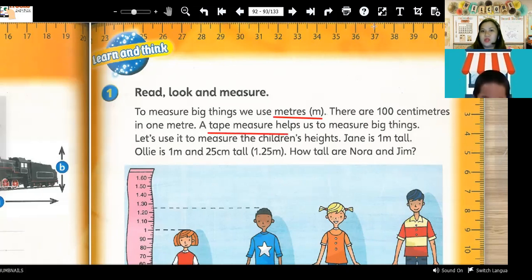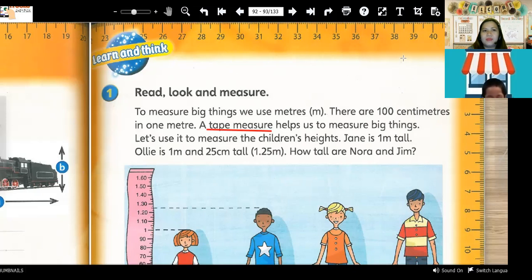Do you have a tape measure? No. Do you know what a tape measure is? Yes. Oh, but you don't have it there. Oh, it's okay. It's all right. So that's just an example, okay? So a tape measure helps us to measure big things.